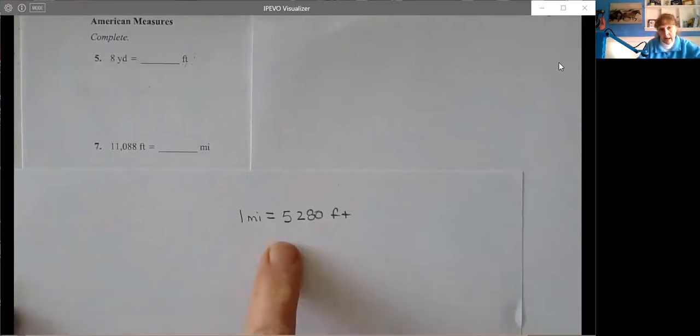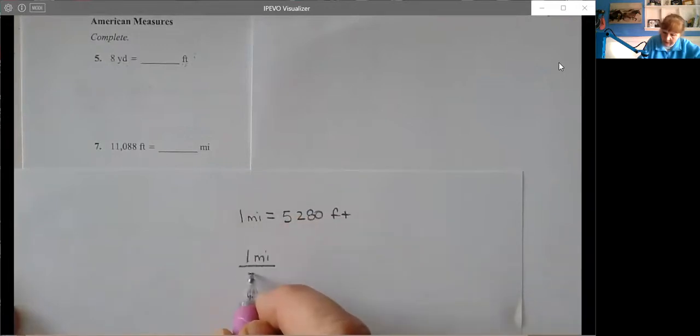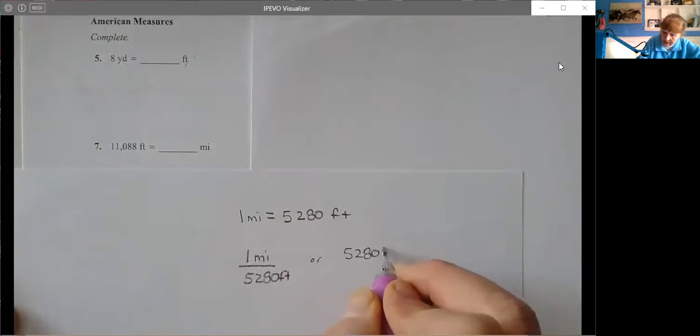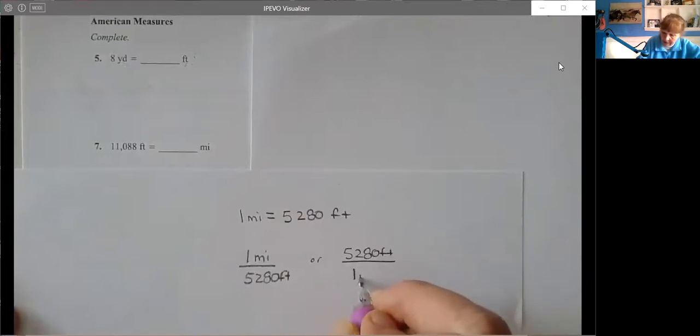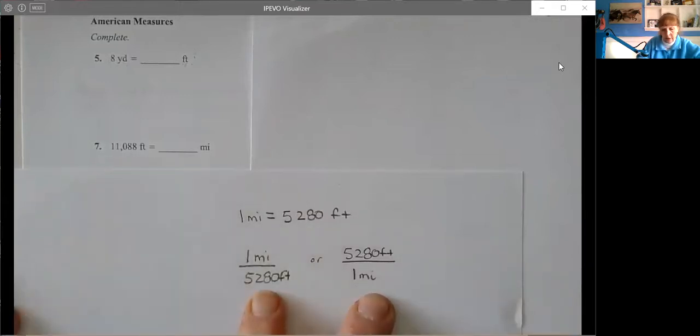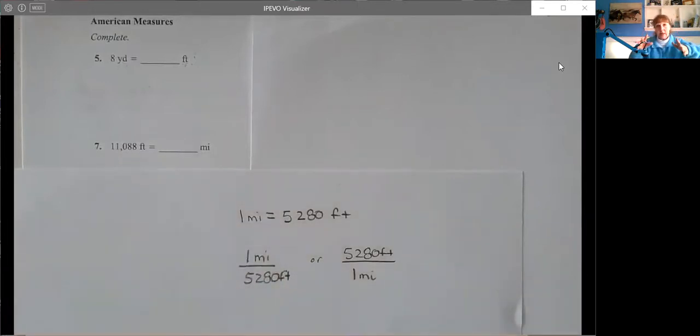I can create two fractions with this, and the two fractions I'm going to create have a value of 1 because those are equal to each other. So 1 mile over 5,280 feet, or 5,280 feet over 1 mile. And I'm going to multiply this by one of these. And again, you're not changing the value of it, you're just changing the looks. I'm going from feet to miles, but I still want it to represent the same value, the same amount.